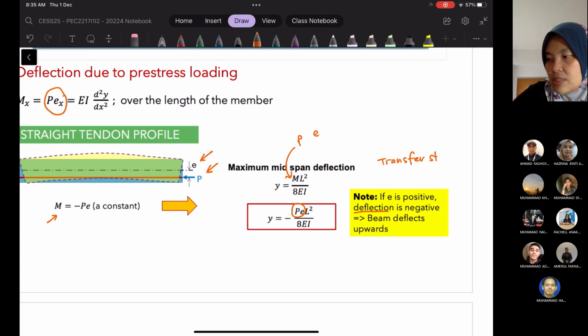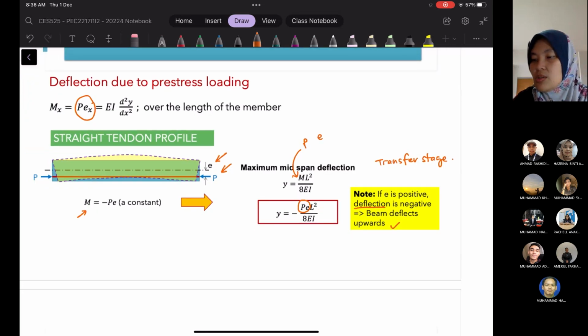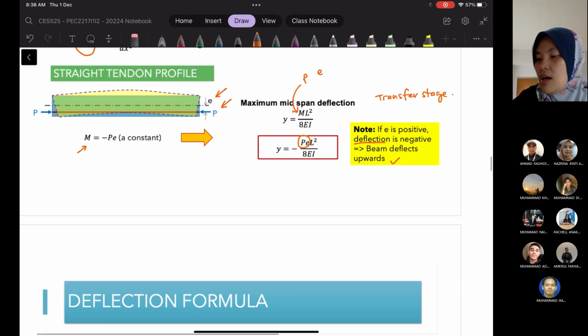So when it is at transfer stage, then we know that it is only subjected to the self weight of the beam itself, as well as the pre-stress force and also the eccentricity. So usually at this stage we are going to have our beam that deflects upwards, right? So they deflect upwards. So this is not under service loads yet, right? So we have not put any loading on top of our beam yet, right? Okay, so this is the equation for a straight tendon profile.